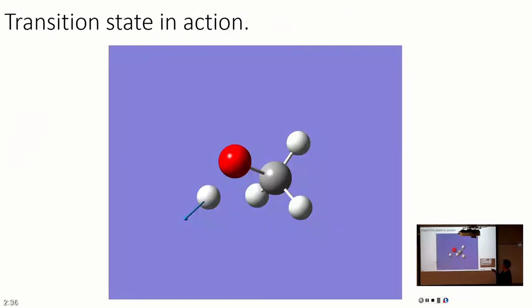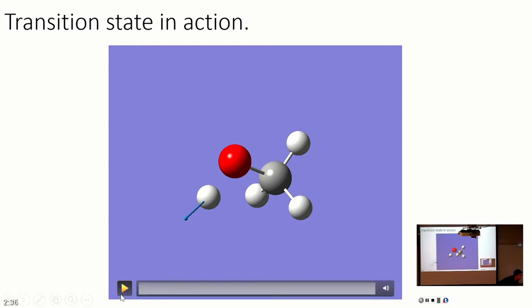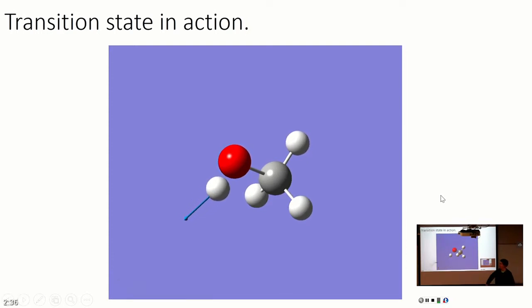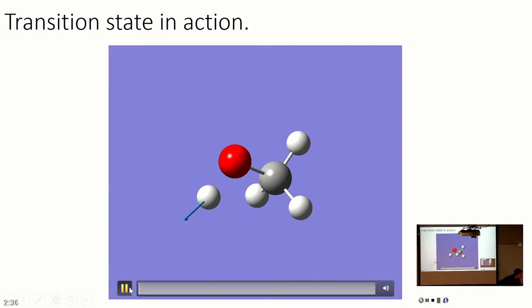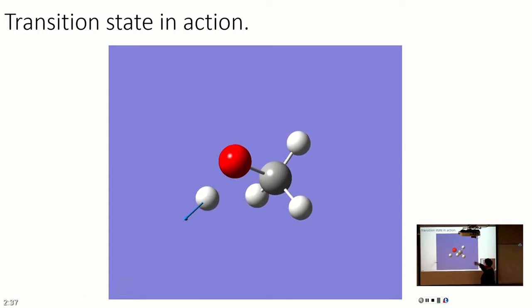So here we go, and this is a movie. Here's my run for my money. Oh, why did it stop? Oh, it's a really quick movie. As you can tell, it goes back and forth. This is the frequency of the motion. These atoms move very little, but they do move. This one is the big one, though. That's where we see that negative value.